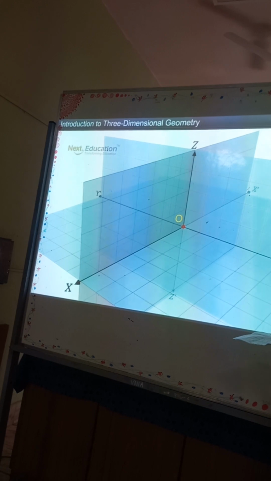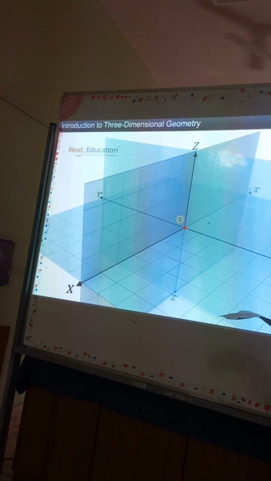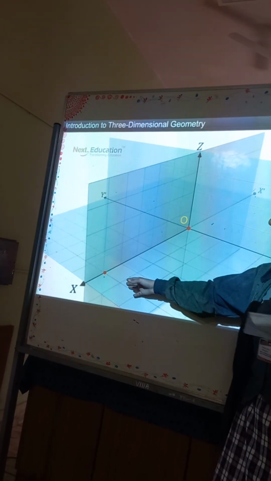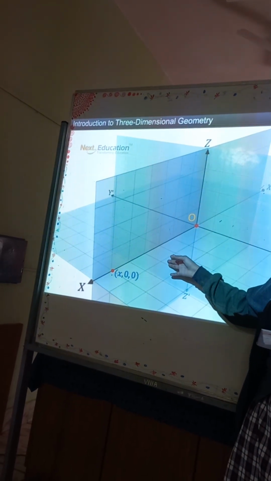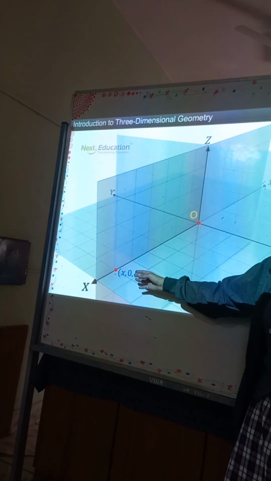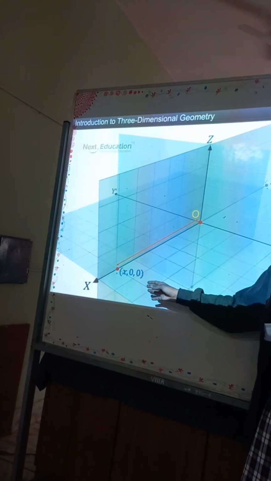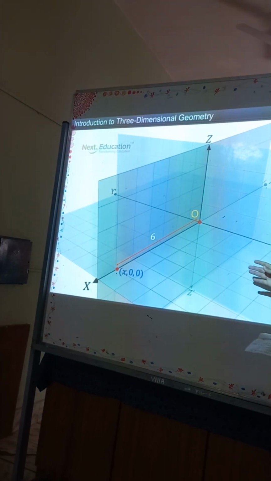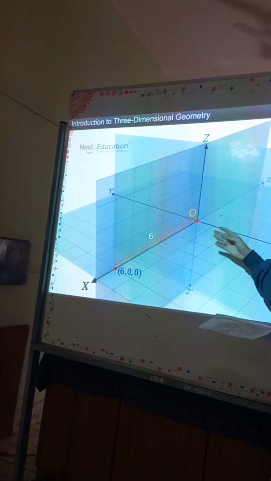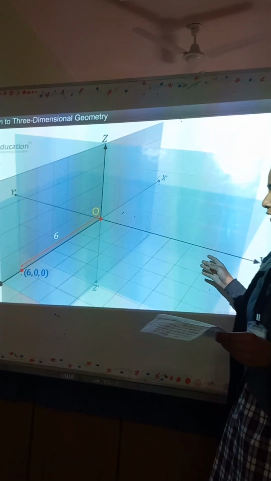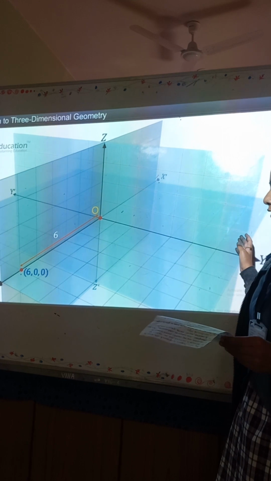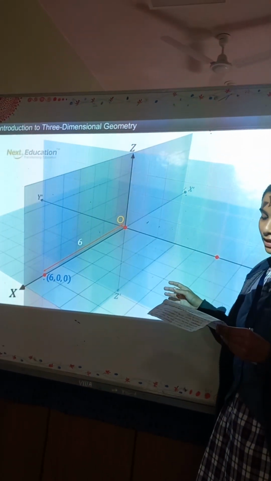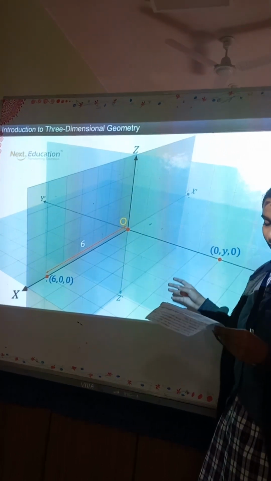Now any point that lies on the x axis will have its coordinates in the form x, 0, 0. For example, if we are at 6 units on the x axis from the origin, then the coordinates are 6, 0, 0. Similarly, any point on the y axis can be represented as 0, y, 0, and any point on the z axis can be represented as 0, 0, z.